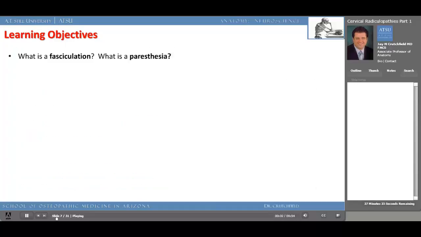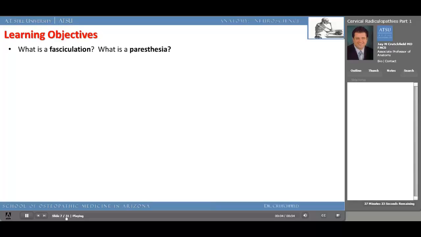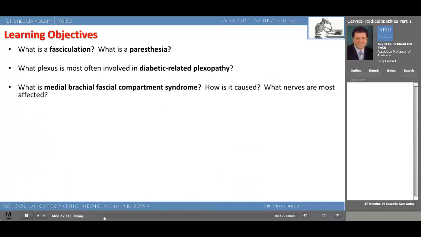What is a fasciculation and what is a paresthesia? What plexus is most often involved in diabetic-related plexopathies? What is medial brachial fascial compartment syndrome? How is it caused and what nerves are most affected?